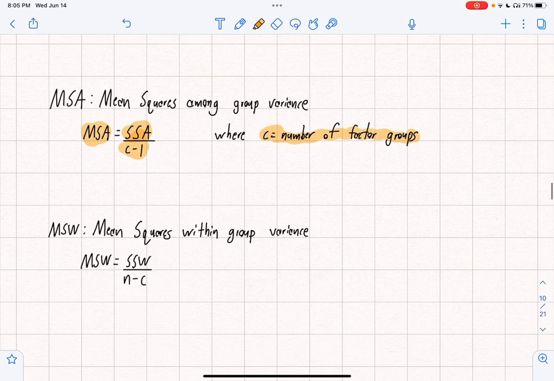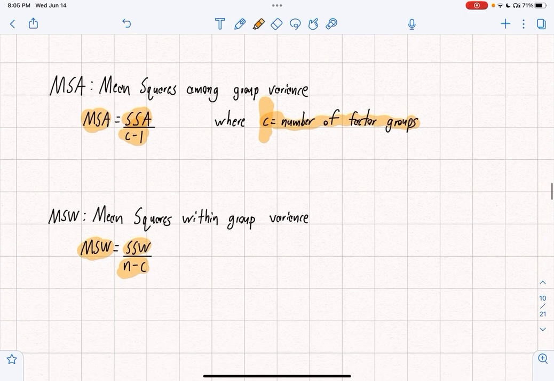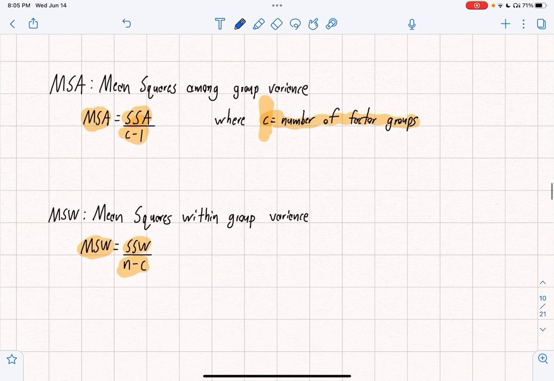And then we have mean squares within the groups. Mean squares within will be the within sum of squares divided by n minus c. So that would be the number of observations minus the number of groups. So in our example, we had 40 observations in 4 groups, and that would be 36 degrees of freedom for mean squares within variance. So pretty simple formulas.